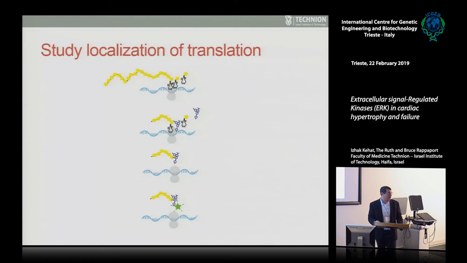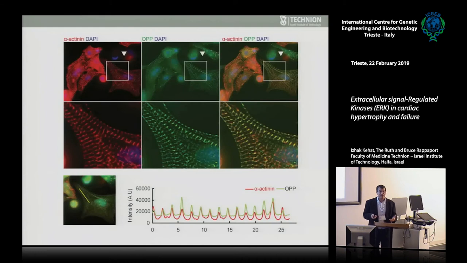I want to just take a couple of minutes to show you that echo is not just useful to assess the structure and function of the heart, but we can also inject into the heart, I wouldn't call it non-invasively, but without the need for surgery. So in a related project, we're very interested in imaging the site of protein translation in the heart, in cardiomyocytes, so where the proteins are actually made. For that, we used an amino acid mimetic called OPP, which gets integrated into peptides as they are being synthesized by the ribosomes. We can then fluorescently label it and image the site of protein translation. The way we did these experiments initially was in culture, so we added this OPP mimetic to the culture medium.